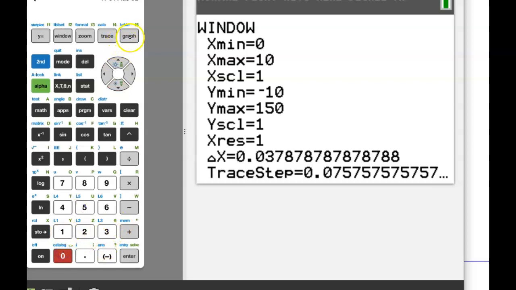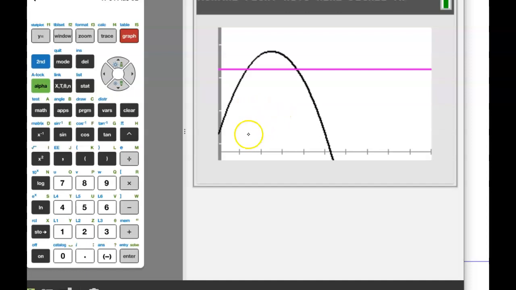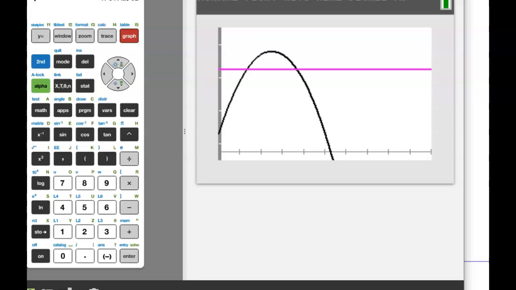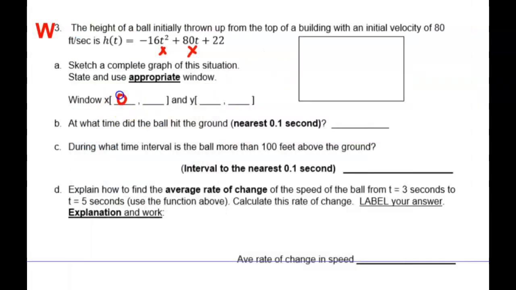So you could have put in 200 or 150. So the smallest window you could have would be to go to here and here. Do you see what I'm saying? But you can have a bigger window, that's fine. So I had, I think, 0 to 10 and like negative 10 to 150. I can't remember. But everybody's picture should look something like that. Okay?